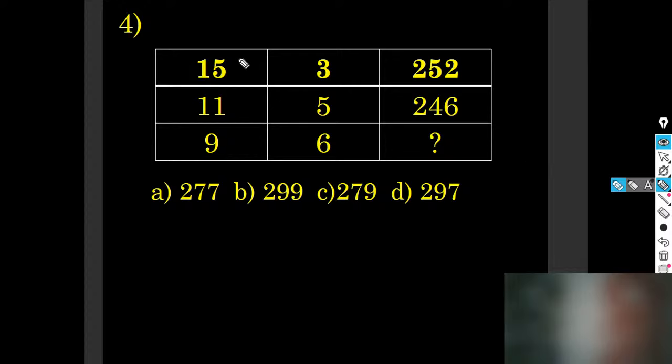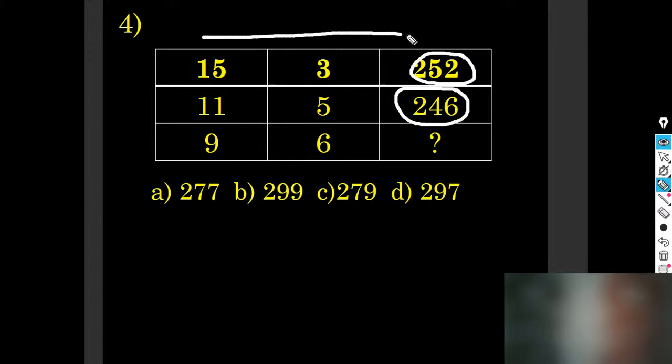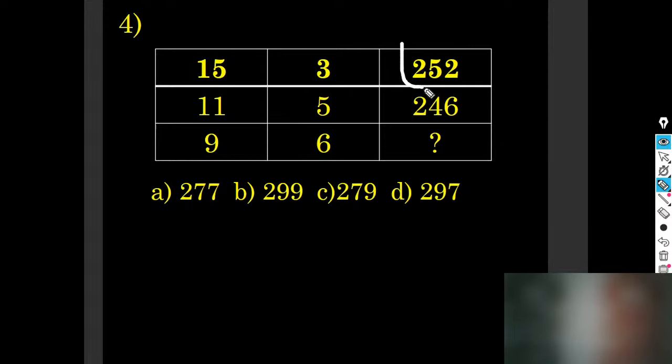So here also we have the greatest number at the last. And here we have 246. So it also indicates that we should check the logic row wise. 15, 3 and 252. 11, 5 and 246. 9, 6, question mark. Just remember one thing, whenever you have big numbers like this, 15, 3, 252, definitely some squares or cubes are involved. So you should check based on squares and cubes.